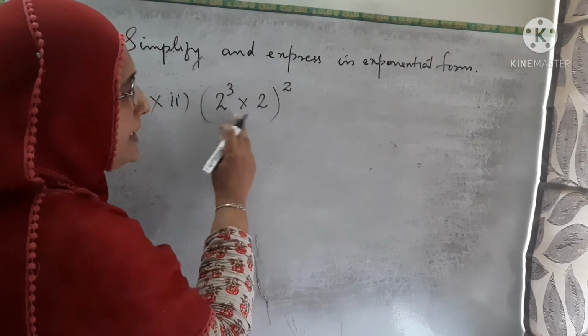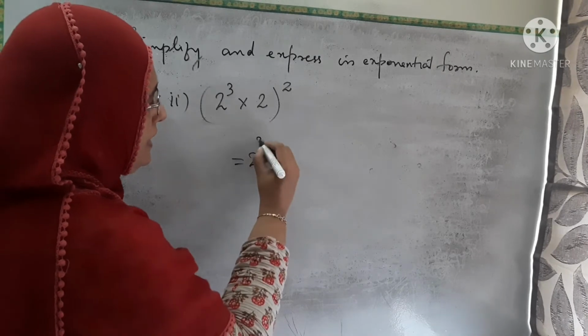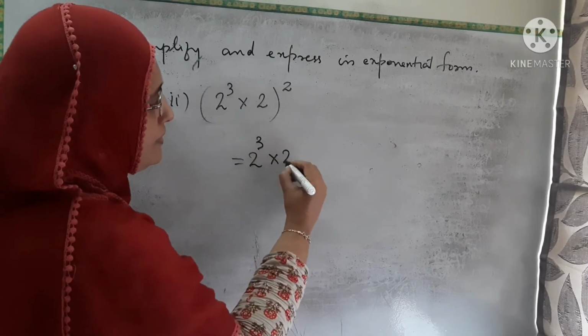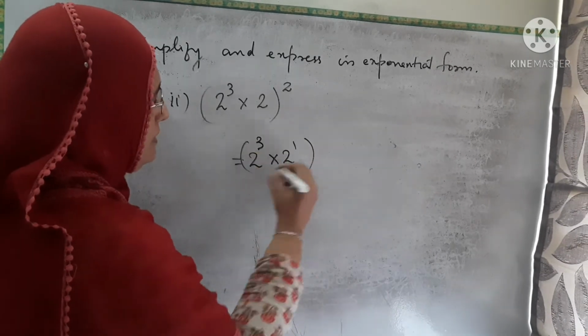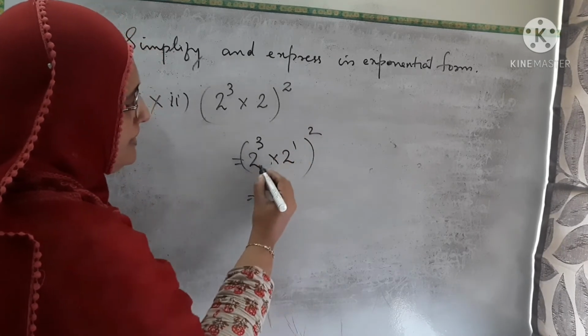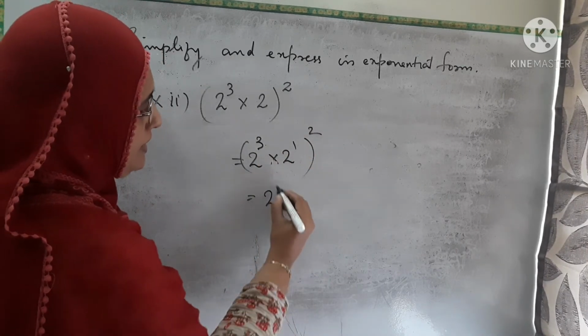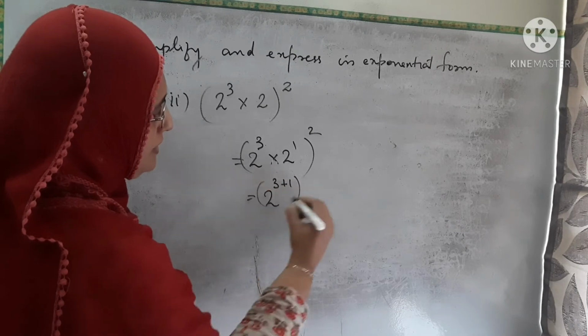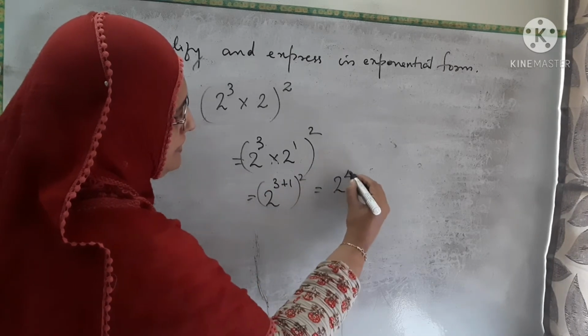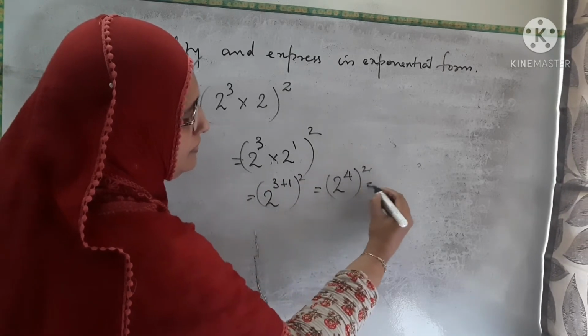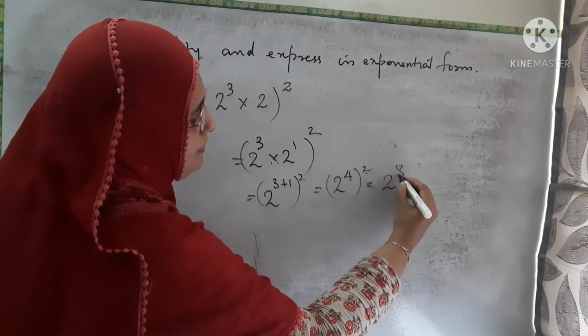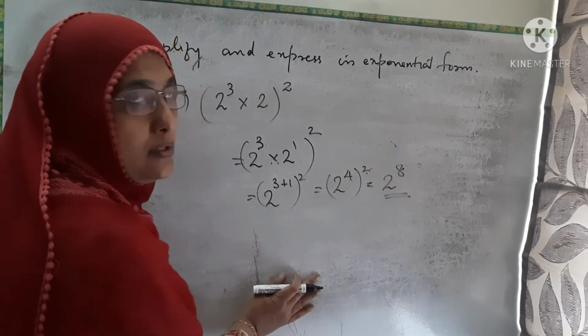So what we will do inside the bracket. 2 raised to 3 into 2 means 2 raised to 3 into 2 raised to 1, isn't it? The whole raised to 2. Now this is a raised to m into a raised to n form. So 2 raised to 3 plus 1, the whole raised to 2. 2 raised to 3 plus 1 is 2 raised to 4, the whole raised to 2. That is 2 raised to 4 into 2, 2 raised to 8.